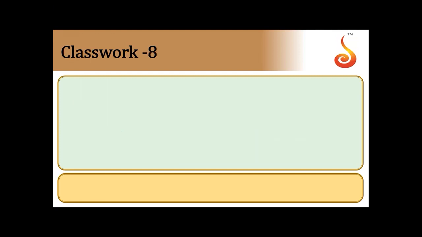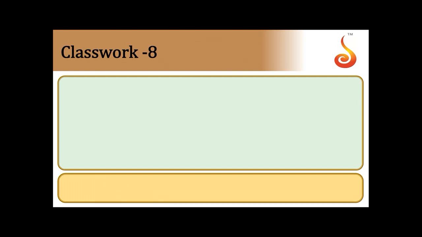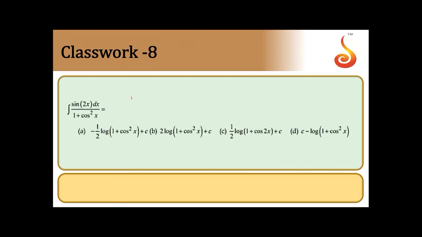Coming to the next, the eighth one. The eighth one is nothing but 1 plus cos square x. The derivative of 1 plus cos square x is nothing but 2 cos x minus sin x. So, only a minus sign difference. So, I can write the value of this one as 1 plus cos square x, whose derivative of cos square x is nothing but minus 2 cos x multiplied by sin x into dx with a minus sign.